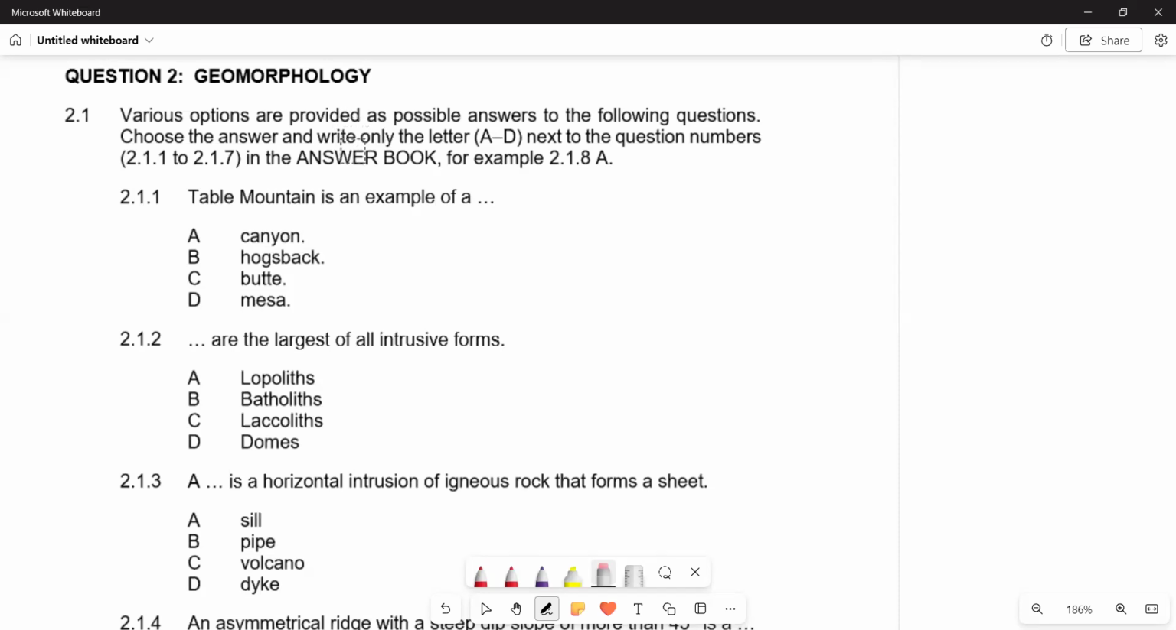In this video, we want to look at a question paper. On question 2 on that question paper, this question is a multiple choice question on geomorphology. So we're just going to go through the multiple choice questions that we have here.